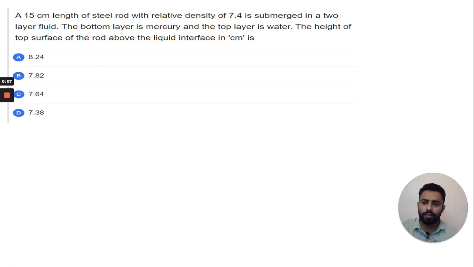So let's start very first with this FM numerical. What is given in this question? If we read this question, we will understand there is one steel rod whose length is 15 centimeter. It is a 15 centimeter steel rod whose relative density is 7.4, and this cylinder, or let's say the steel rod, is submerged in two fluids. One is mercury and one is water, and we need to calculate the height of top surface of rod above the liquid interface in centimeter.